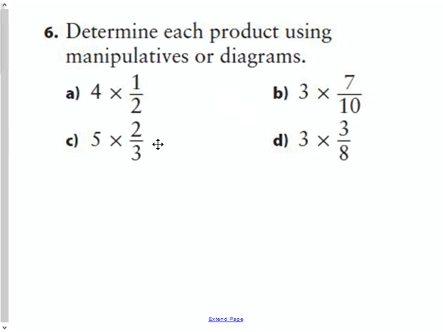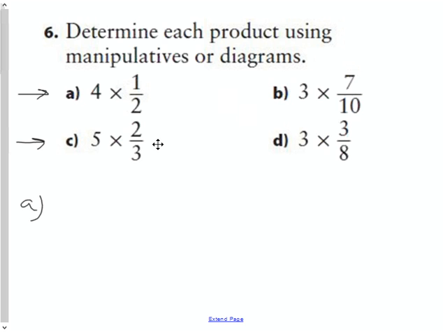Okay, this is your answer video to section 6.1 of your Math Links textbook on determining the product of whole numbers and fractions. So the first part, question 6, is our first question, and it asks us to determine each product using manipulatives or diagrams. Now we said we're going to use modeling with rectangles for A and B, and then we're going to use modeling with number lines for C and D.